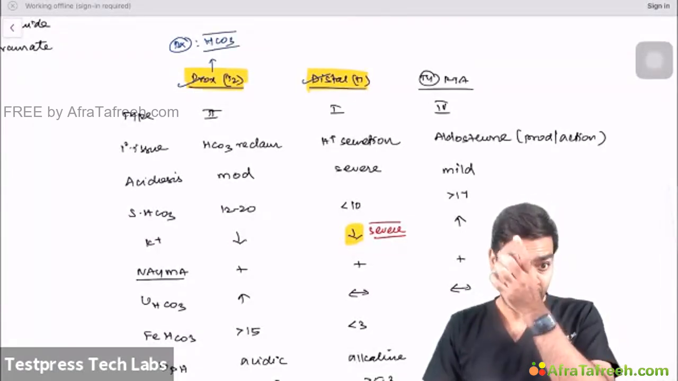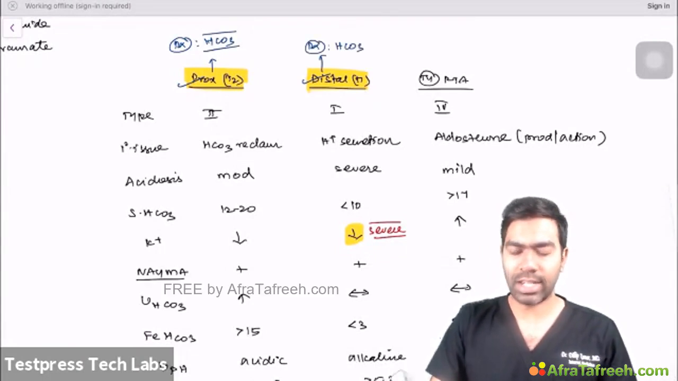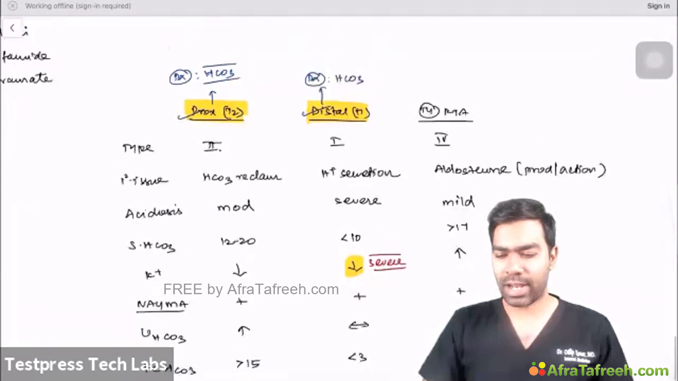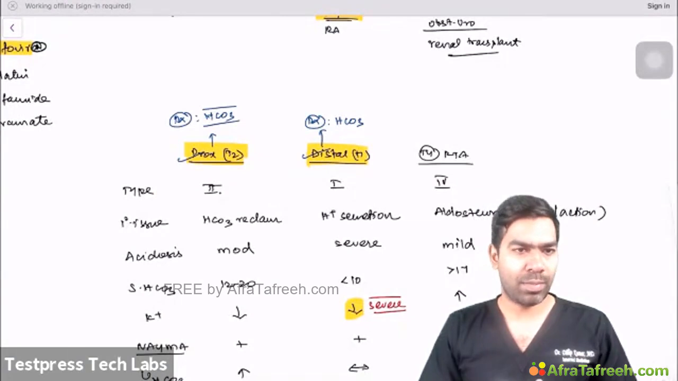Initial acidosis, you're going to treat with bicarbonate. You're going to give treatment in the form of bicarbonate. That's how you're going to treat the initial acidosis. If you want to treat with bicarbonate therapy, how much bicarbonate will you be needing?